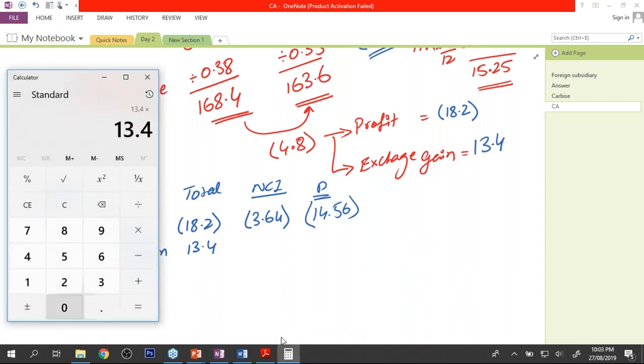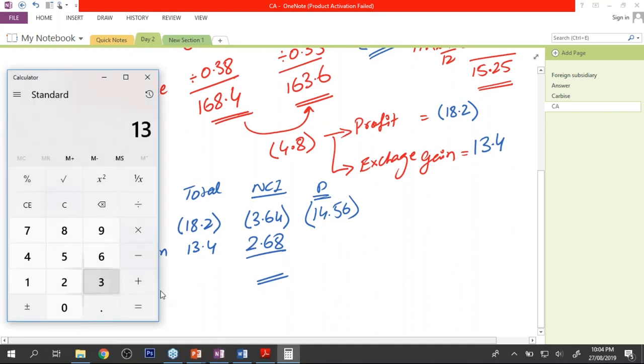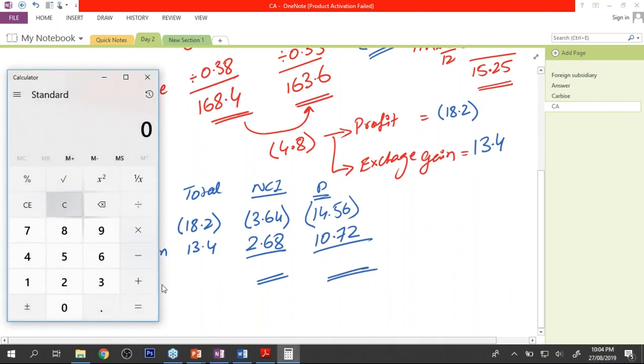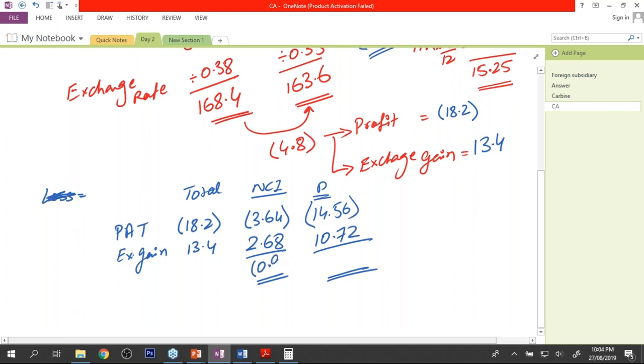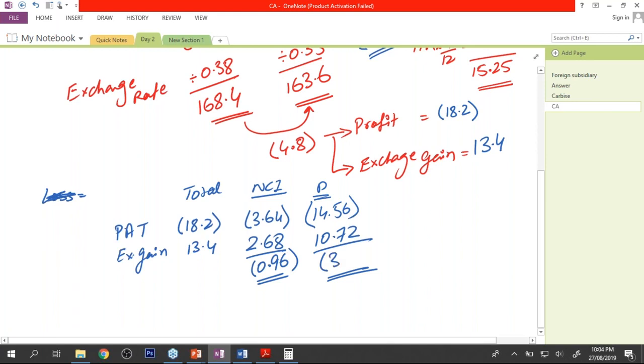Similarly, 13.4 into 20% is going to be 2.68 positive, and 13.4 into 0.8 will be 10.72 positive. So negative 3.64 plus 2.68 is going to be a negative 0.96, and negative 14.56 plus 10.72 is going to be 3.84 negative.